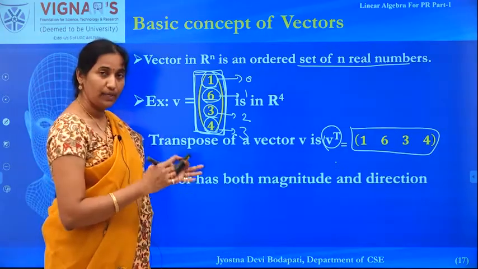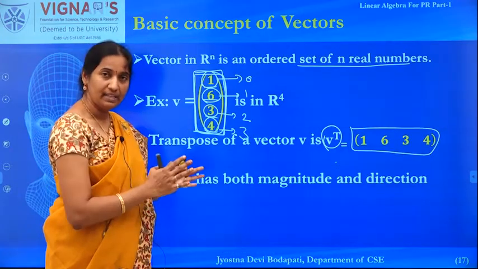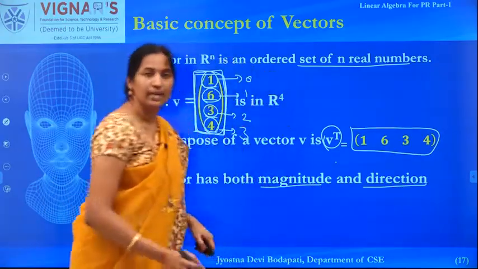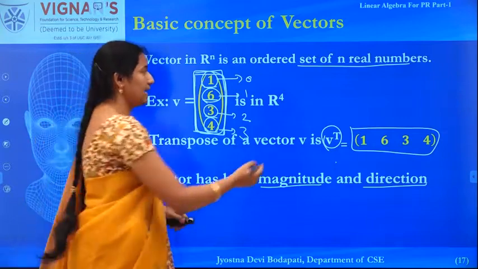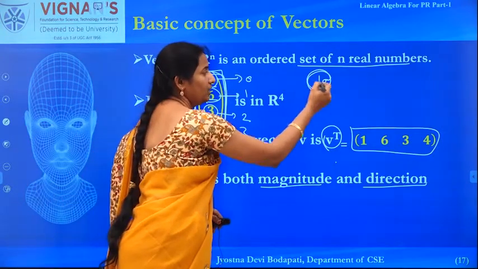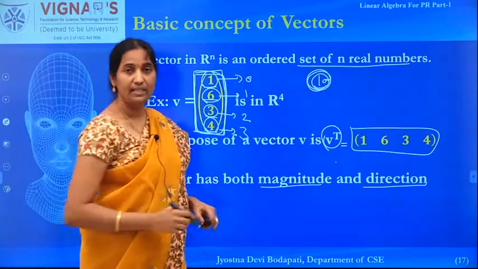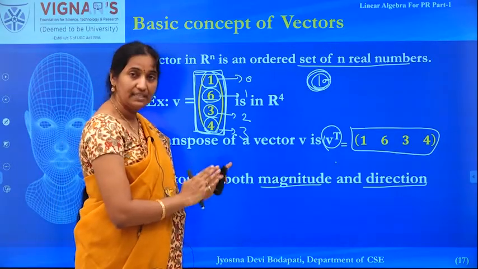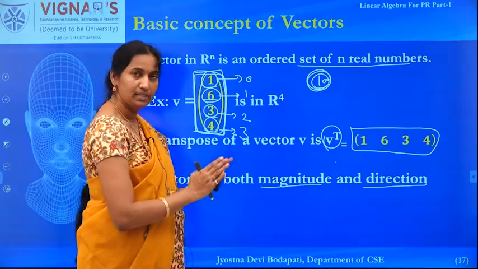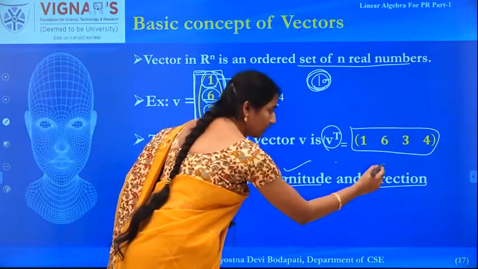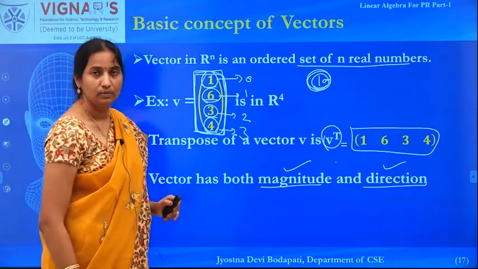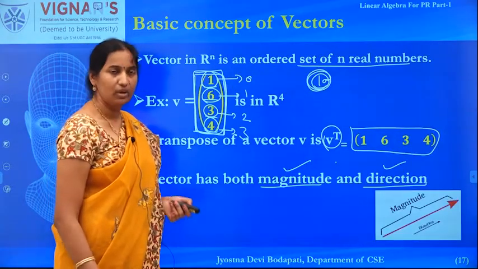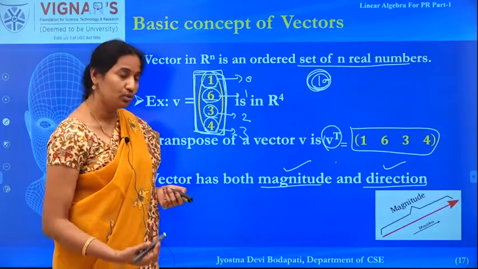Then you need to understand that if it is a vector, it has both magnitude and direction. As long as it is a scalar, say for example 10, it is only a value with 10 as a magnitude, right? It does not have any direction. But if it is a set of numbers, then it is a vector and it has both magnitude and direction. So a vector basically has both magnitude and direction. We will see what the magnitude is and how to compute the magnitude and all those things.